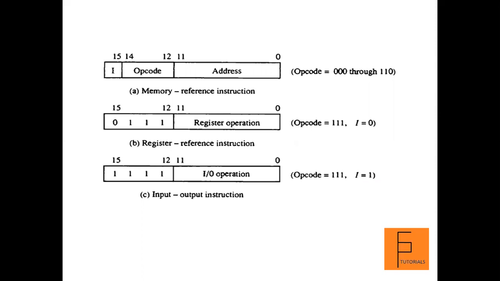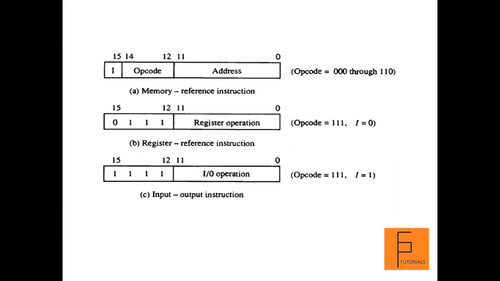If the mode bit is 0, it refers to direct addressing. A value of 1 refers to indirect addressing. With 3 bits of opcode, denoted by bits 14 to 12, we get a total of 2 to the power of 3, that is 8 memory reference instructions.